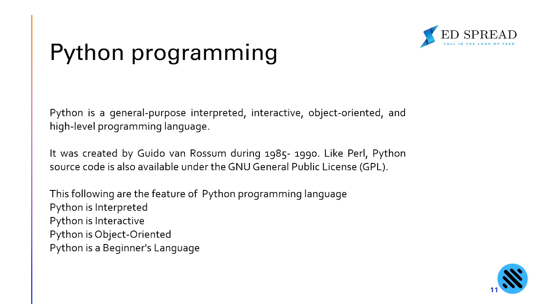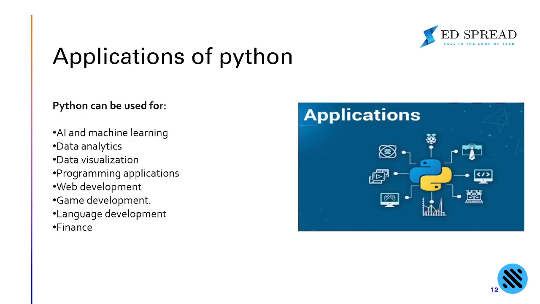So okay, let us see what the applications of Python are. Python can be used for artificial intelligence and machine learning. It can be used for data analytics, data visualization, programming applications, web development, game development, language development, and finance. So these are the applications of Python. Python is widely used for web development and game development, and it is also widely used in AI and machine learning.